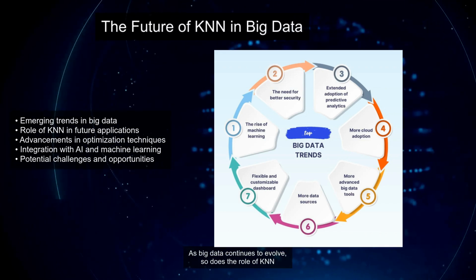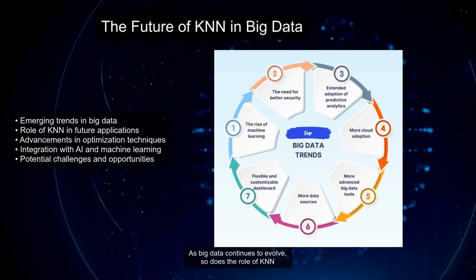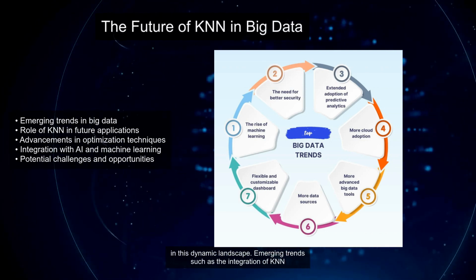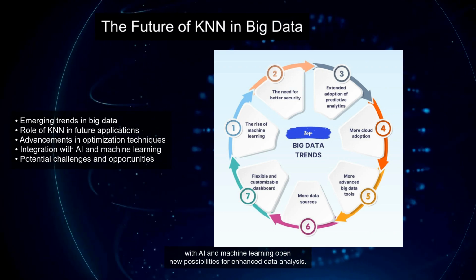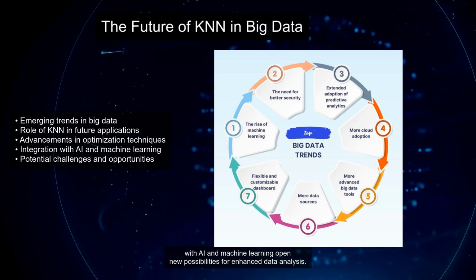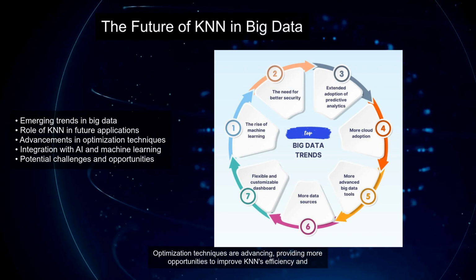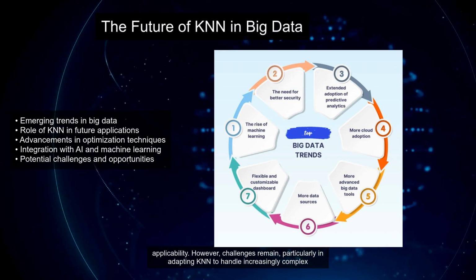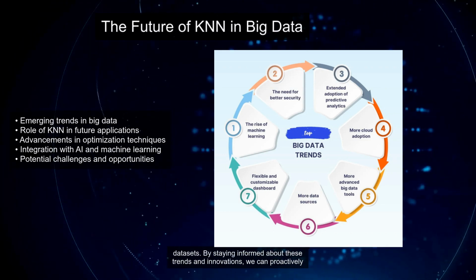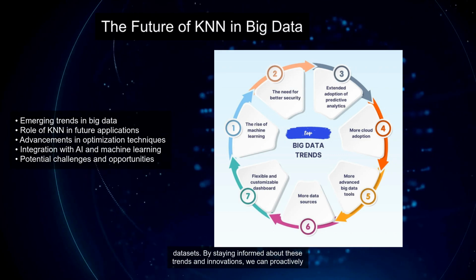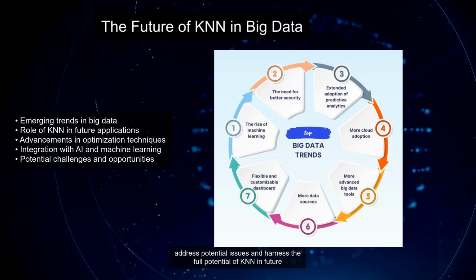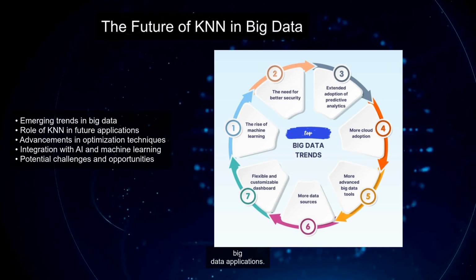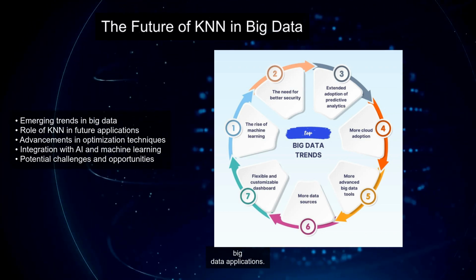As big data continues to evolve, so does the role of KNN in this dynamic landscape. Emerging trends such as the integration of KNN with AI and machine learning open new possibilities for enhanced data analysis. Optimization techniques are advancing, providing more opportunities to improve KNN's efficiency and applicability. However, challenges remain, particularly in adapting KNN to handle increasingly complex datasets. By staying informed about these trends and innovations, we can proactively address potential issues and harness the full potential of KNN in future big data applications.